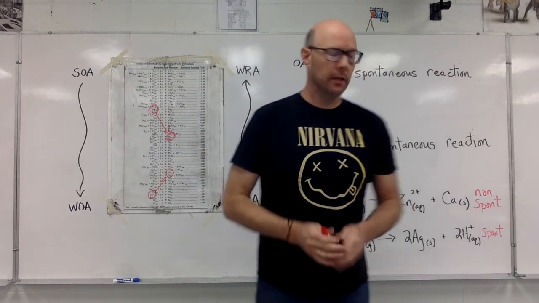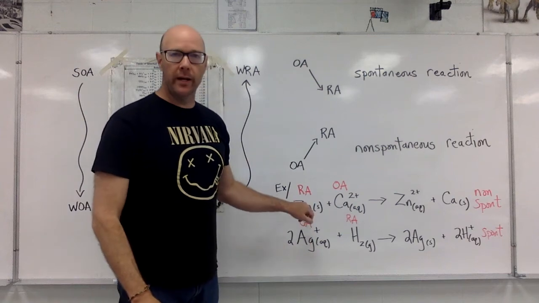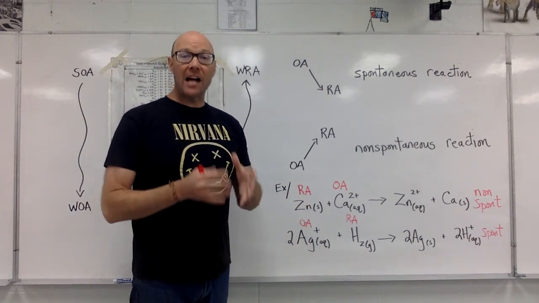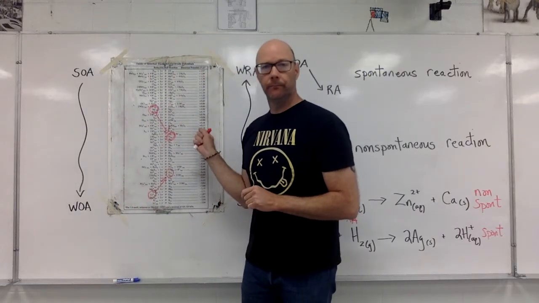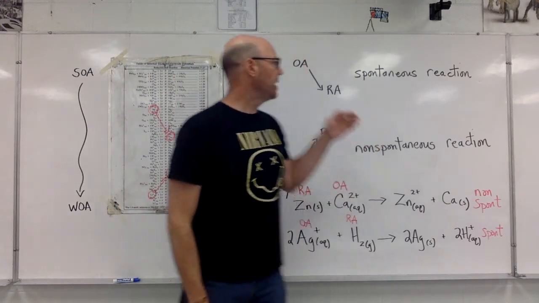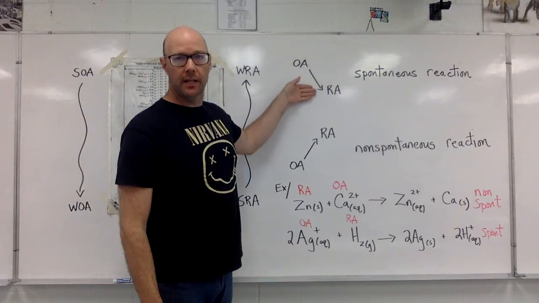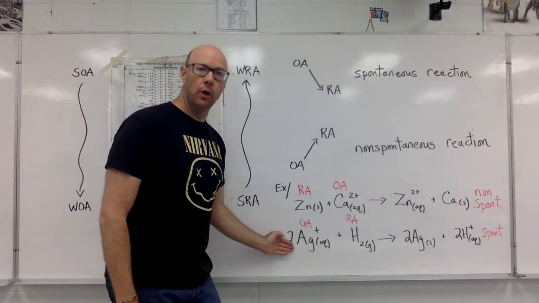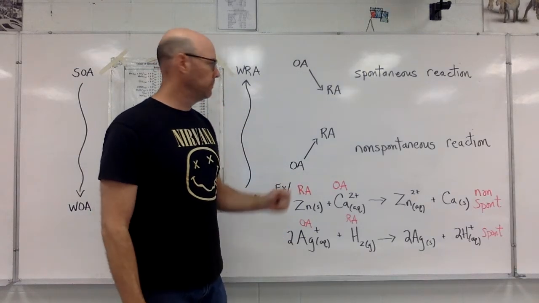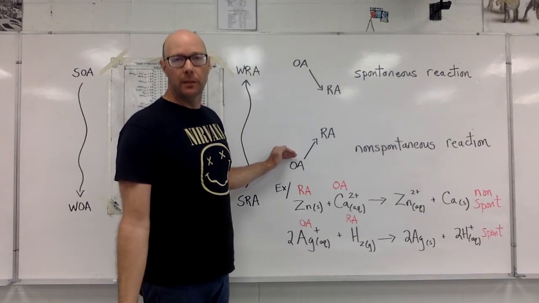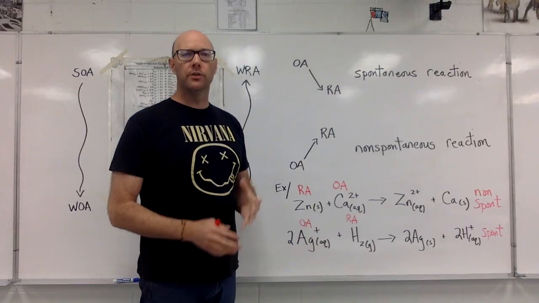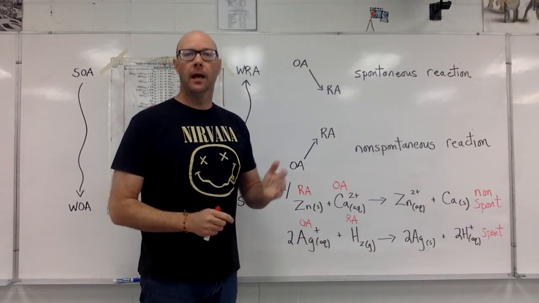When we're presented with net ionic equations, our job is to actually locate the chemicals involved right on this table. And then if the oxidizing agent is above the reducing agent, like our second example, we have a spontaneous reaction. However, if the oxidizing agent is lower down on the table than the reducing agent, we get a non-spontaneous reaction. And I hope that helps.